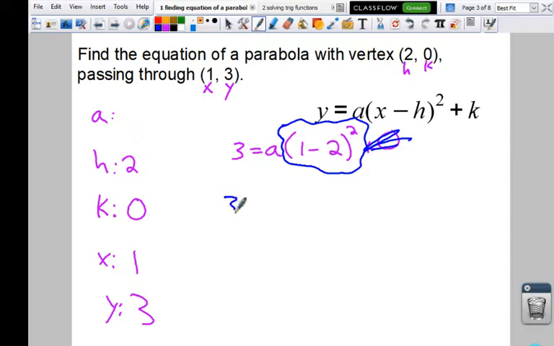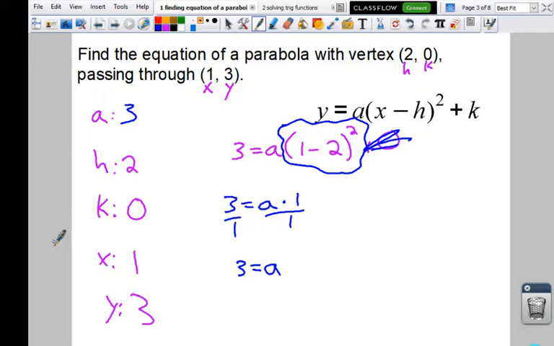So I have 3 equals a times 1. And then my last step is to divide by 1, not that it'll change anything. We get 3 equals a. Both answers will go on.